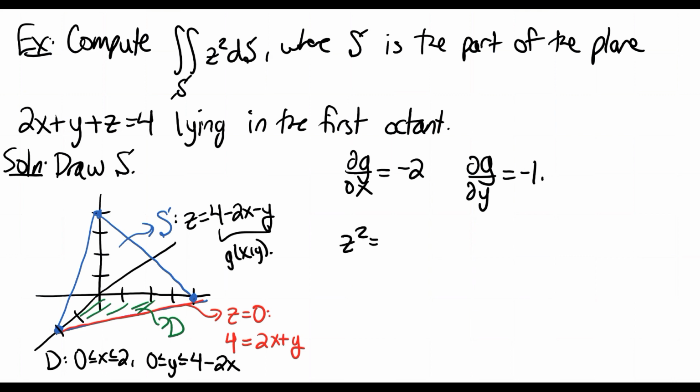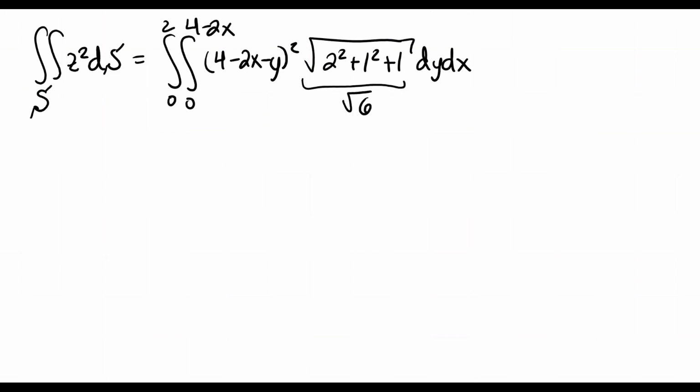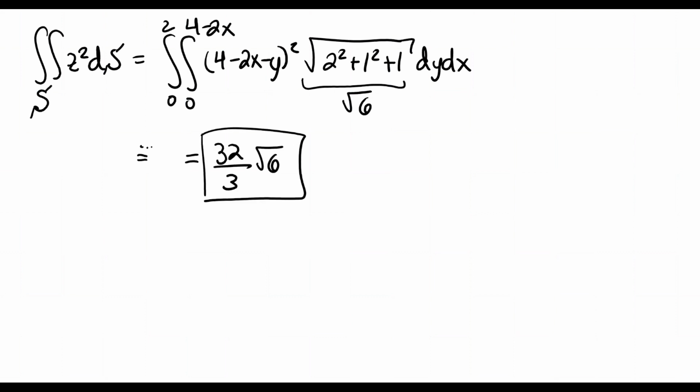Z squared in the integrand becomes (4 - 2x - y) squared. So we can put this all together in the formula for surface integrals to get the double integral of the square root of 6 times (4 - 2x - y) squared, as y goes from 0 to 4 - 2x and x goes from 0 to 2. Working this out, it comes out to 32/3 times the square root of 6.